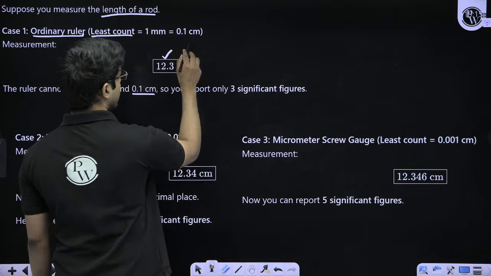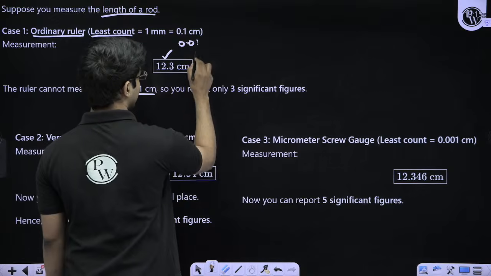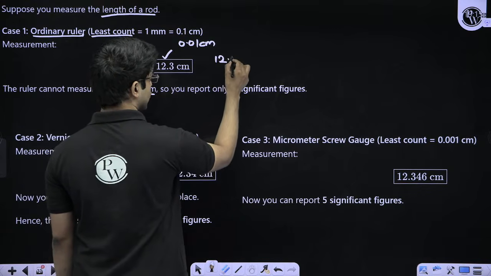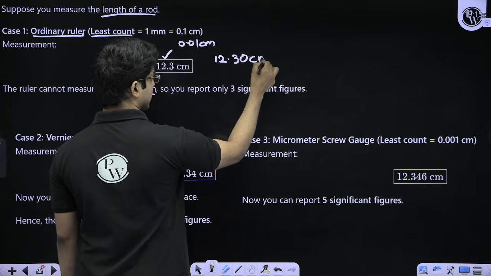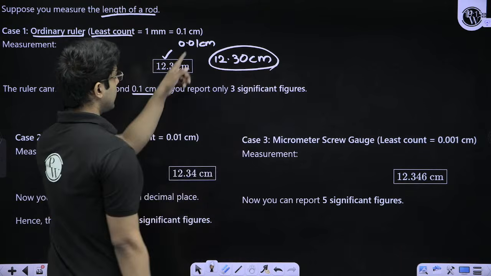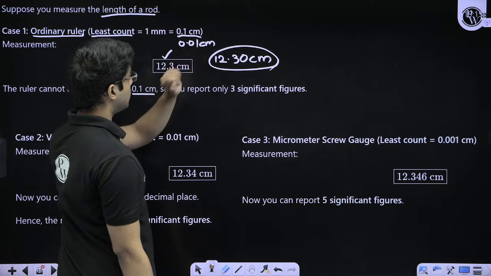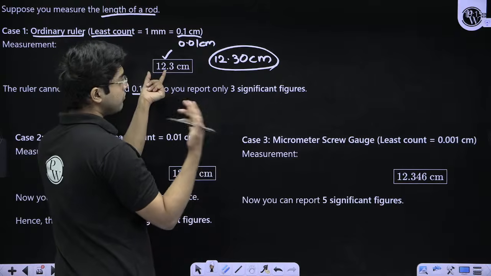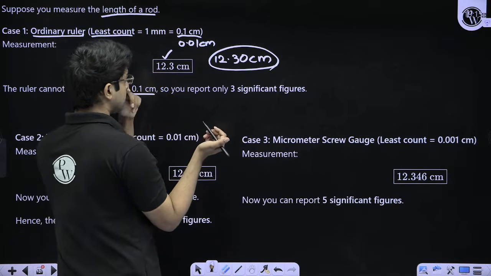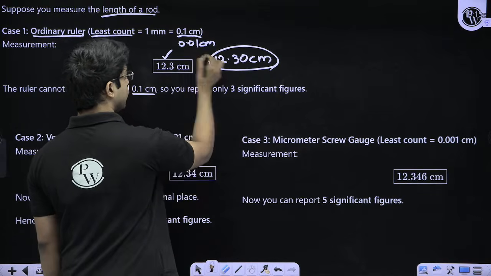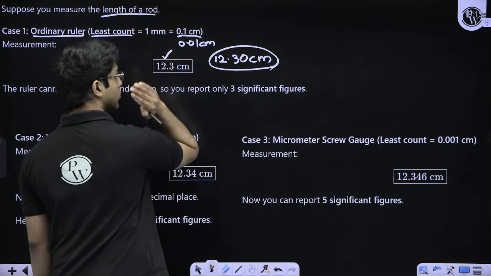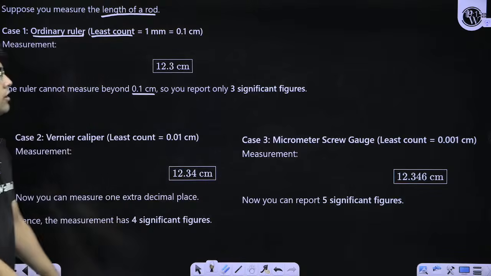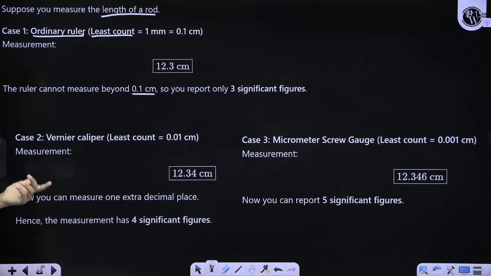Like if the ruler could measure 0.01 centimeter, then you could also measure it like 12.30 centimeter. But because it can only measure up to 0.1, you will only get 12.3, 12.5, 12.7, something like that. Okay, you will not get 12.34. You cannot know about the next digit. The next digit you can only find using a better device.